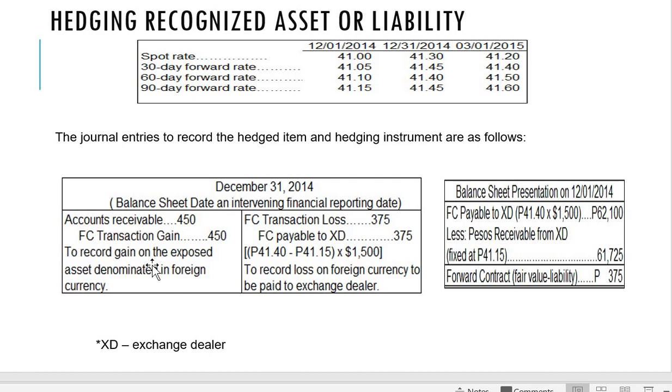Also, on the hedging instrument, we have foreign currency payable. And then we compare the 90-day forward rate on December 1 and the 60-day forward rate on December 31. Again, it's the 60-day forward rate we use on December 31 because it's 60 days before the settlement date. So we compare 41.15 and 41.4, the 90-day forward rate on December 1 and the 60-day forward rate on December 31. Since this is a payable and of course it increased, then it's a loss. That's foreign currency transaction loss.